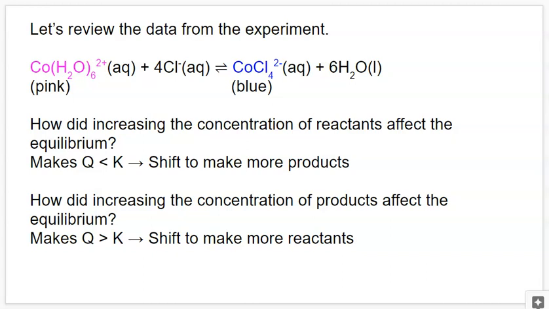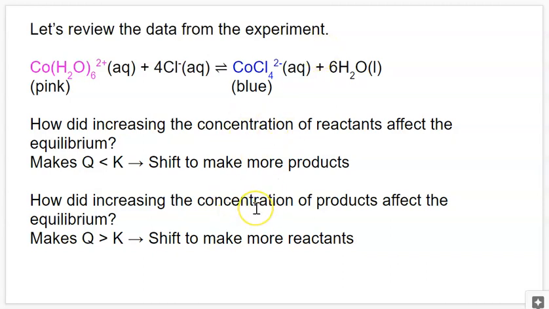So this makes sense when we consider this experiment, because when we increase the concentration of reactants, our Q was too small because our denominator would have been too big. The concentration of our reactants would have been too big, and therefore it shifted towards the products to alleviate that unbalance of the reactants and products.